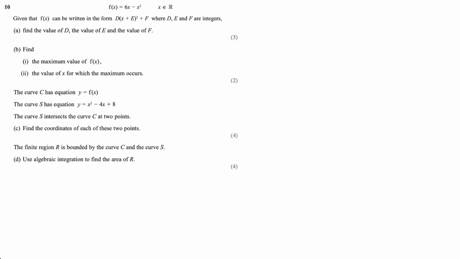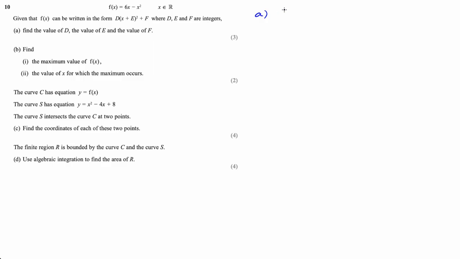Question 10, given that f of x can be written in this form, find the value of d, e, and f. Okay, so this is basically, guys, completing the square. Now, you can do this bit on the calculator, guys. In fact, a and b can both be done on the calculator. Let's do it, though, without the calculator first.